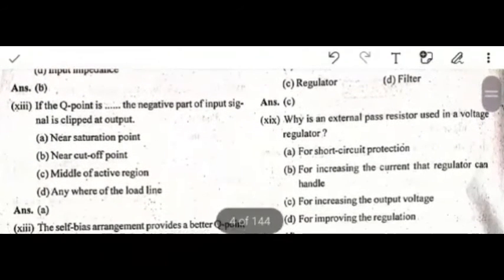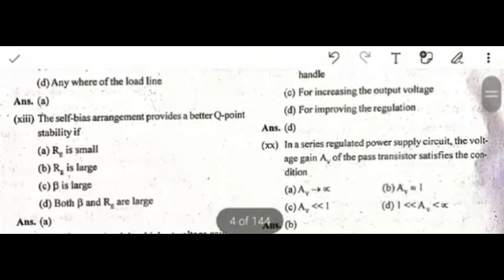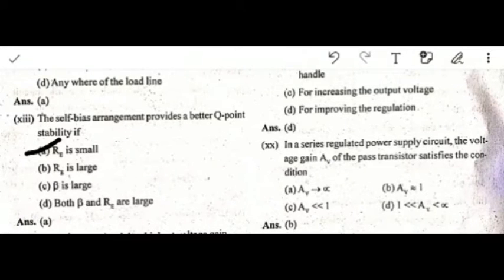In the 12th question, if the Q point is near the saturation point, then the negative part of the input signal is clipped at the output. Option A will be the correct answer. The self-bias arrangement provides a better Q point stability if RE is small. RE should be small.